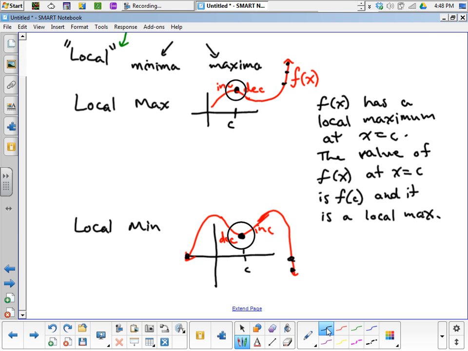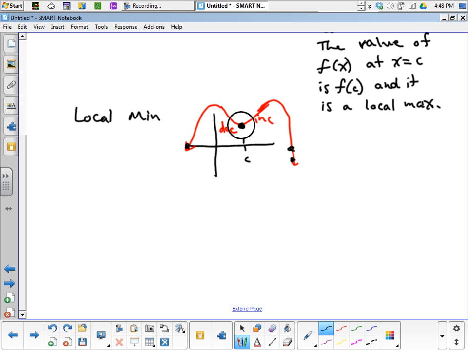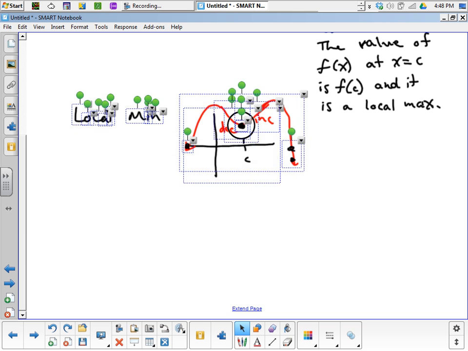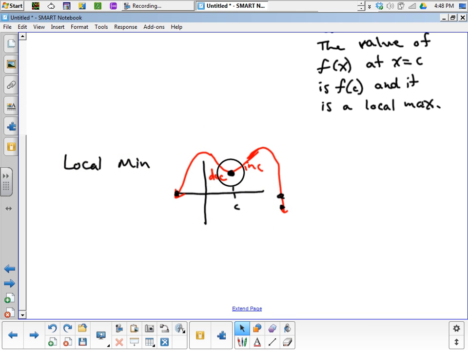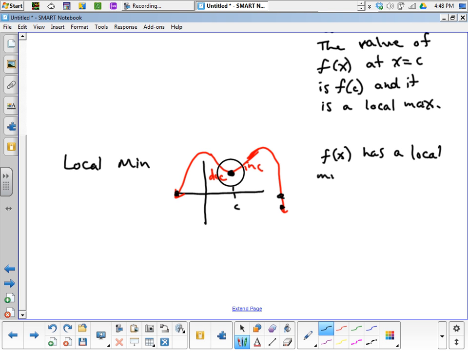So we're going to go ahead and write our explanation for this as well. I'm going to move this down a little bit. Sorry, I'm getting used to the stylus. It's nice, but it's difficult to use sometimes. We'll just write the first sentence this time. f of x has a local minimum at x equals c. Or you could just write f of x has a local minimum at c.